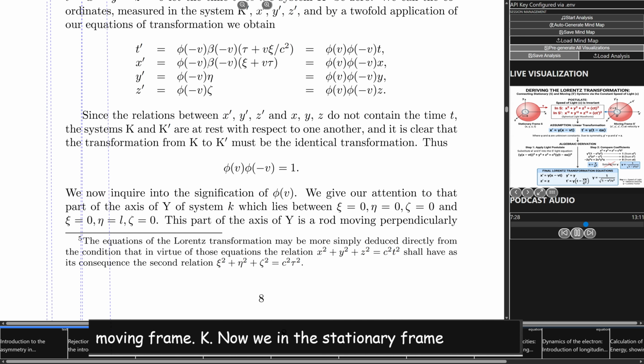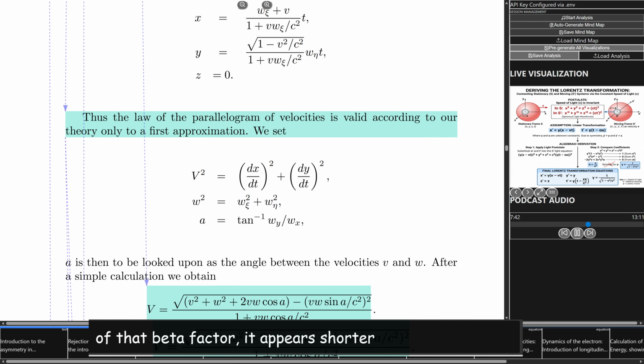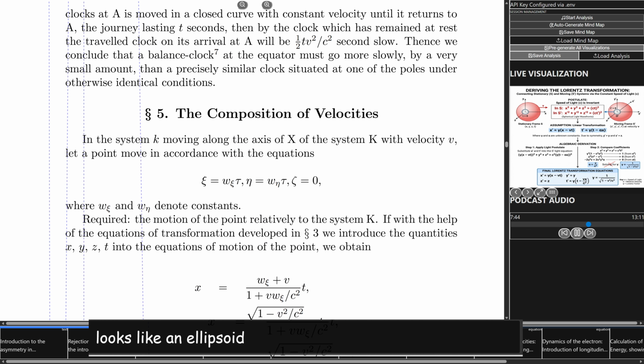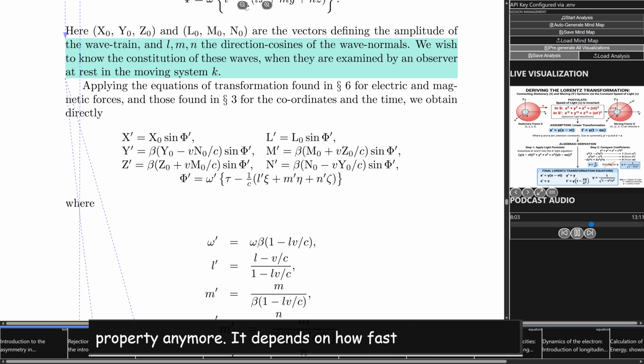But the x dimension, the one along the direction of motion, gets transformed. And because of that beta factor, it appears shorter. The sphere to us looks like an ellipsoid. It's squashed. By how much? It's shortened by a factor of 1 over beta, or the square root of 1 minus v squared over c squared. So as you get closer to the speed of light, that square root gets closer to 0. The paper actually says moving objects would shrivel into plane figures. The math is uncompromising. An object's length isn't a fixed property anymore. It depends on how fast it's moving relative to you.